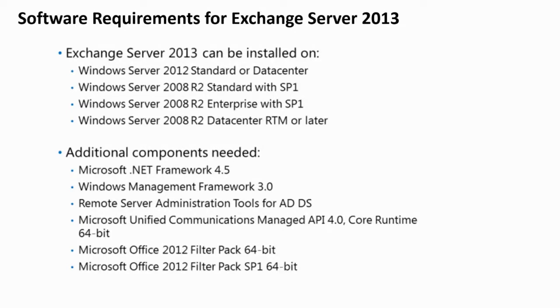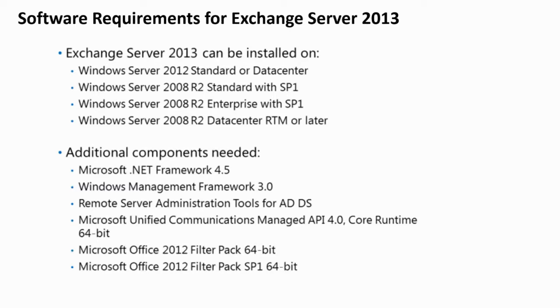So Exchange Server 2013 requires that some software be pre-installed before you start the deployment process. First, you should plan for the operating system platform that will be used for Exchange Server 2013. The following operating systems are supported for installation of Exchange Server 2013 roles. As we said before, we have Windows Server 2012 Standard or Datacenter, Windows Server 2008 R2 Standard with Service Pack 1, or 2008 R2 Enterprise with Service Pack 2.